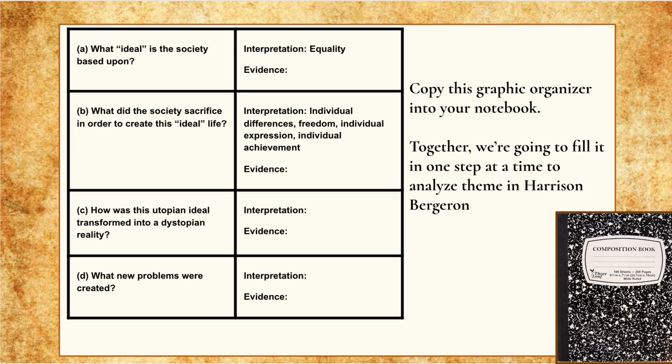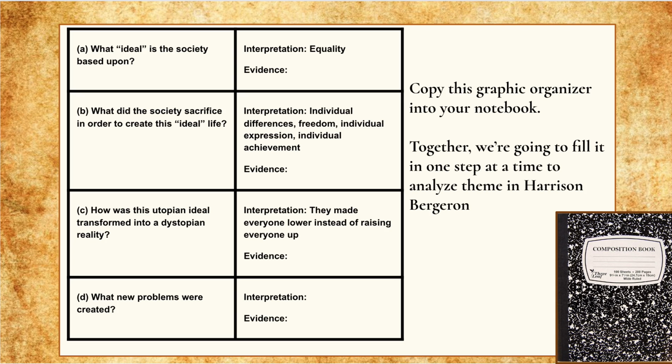The interpretation we had on this is that they sacrificed individual differences, their freedom, individual expression, and individual achievement. Basically, everything about strong individualism had to go away. People who are exceptional on their own can't be exceptional anymore. And they had to give up a lot of freedom, too, because they have police that will show up and shoot you if you show off how exceptional you are. Not allowed to be cute, not allowed to be pretty, not allowed to be smart, not allowed to have talents. Nothing special about anyone, but hey, everybody's the same.